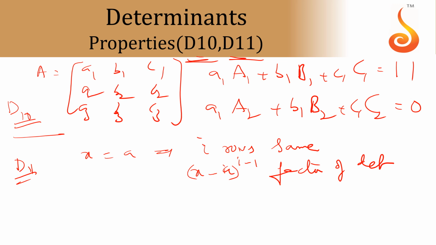If X equals A, if I substitute, when I rows are becoming the same, (X minus A) to the power of I minus 1 will be a factor of that determinant. That is D11.